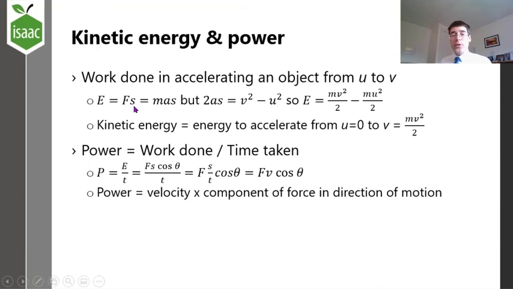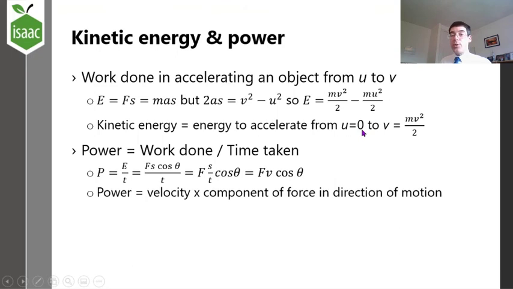So the force is the mass times the acceleration. Now, we're not going to be changing mass or anything like that there. So force is the mass times acceleration. So the energy transfer, the work done, will be mas. But we've already got an equation that 2as is equal to v squared minus u squared. We got that from earlier. So if we substitute this in, we see that the energy needed to get an object from speed u to speed v is given by mv squared on 2 minus mu squared on 2.